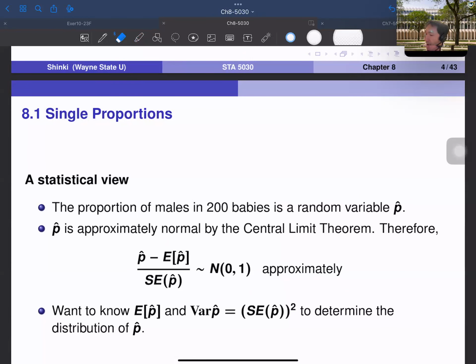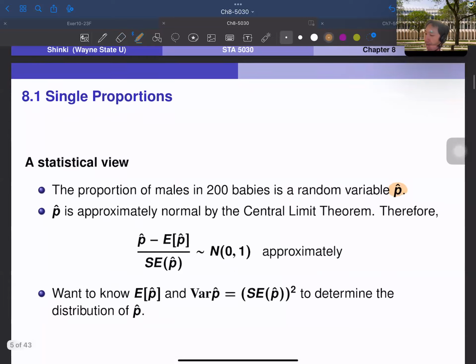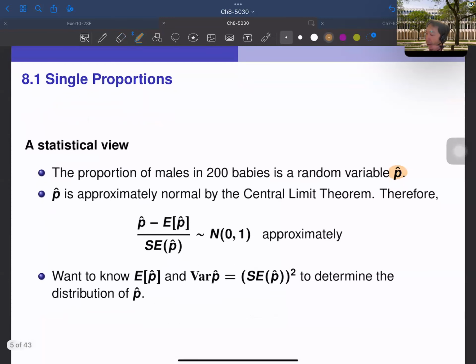We want to justify this procedure statistically. So suppose that we have 200 babies and calculate the proportion of males. So we say that number as p hat, estimate for the proportion of male. And the p hat is approximately normal by central limit theorem. This is something we have studied in earlier courses.